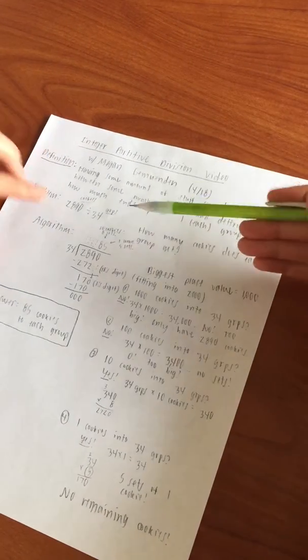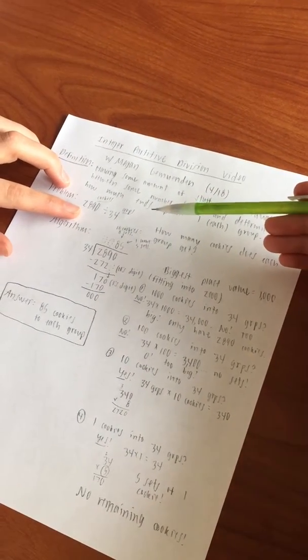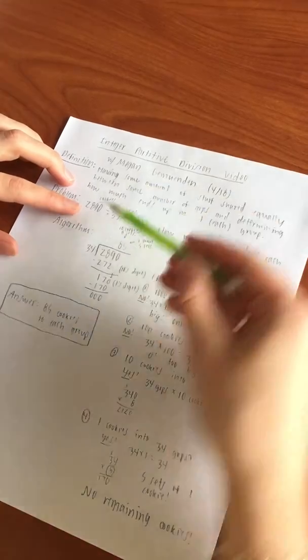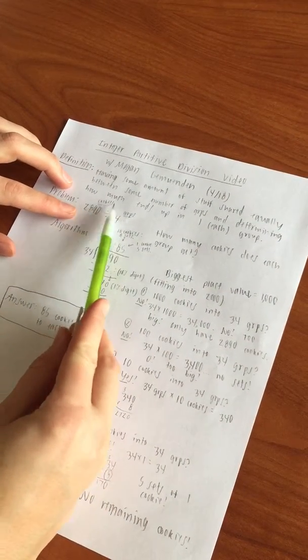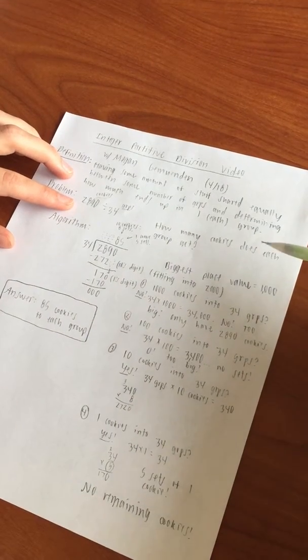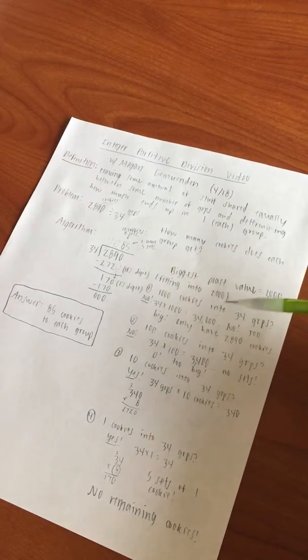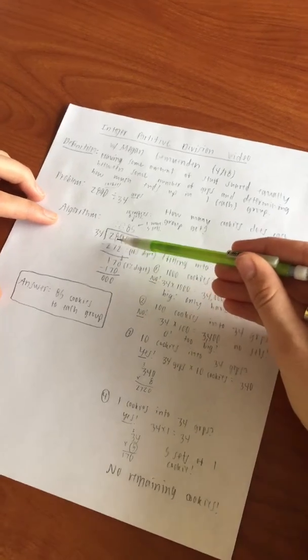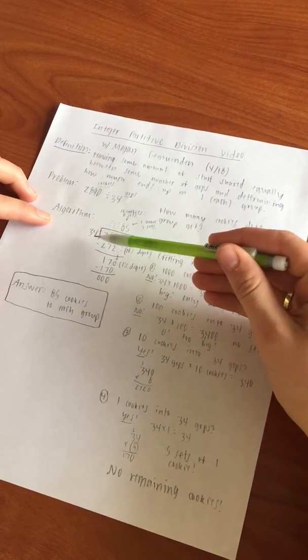And the problem that we're working with today is 2,890 divided by 34. And this 2,890 represents our cookies, and the 34 represents our groups. So we want to know how many cookies does each group get. So we'll set up the algorithm, 2,890 on the inside, 34 groups on the outside.